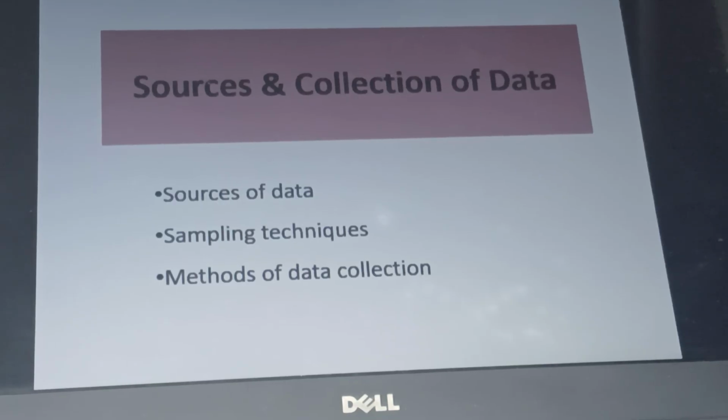Today we'll be looking at the sources and collection of data. The outline we have here will be sources of data, sampling techniques, methods of data collection. Today we'll look at the major sources of data and different sampling techniques, but we won't be able to go deeper into all the sampling techniques today. We'll just look at two of the sampling techniques, and in the next class we'll be looking at other types of sampling techniques and the methods of data collection.